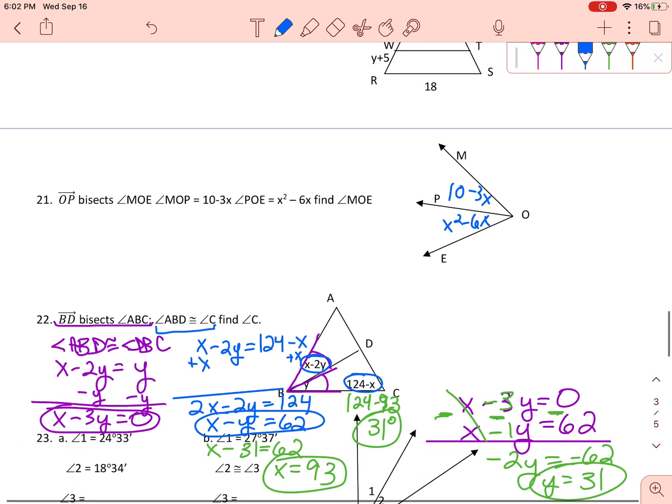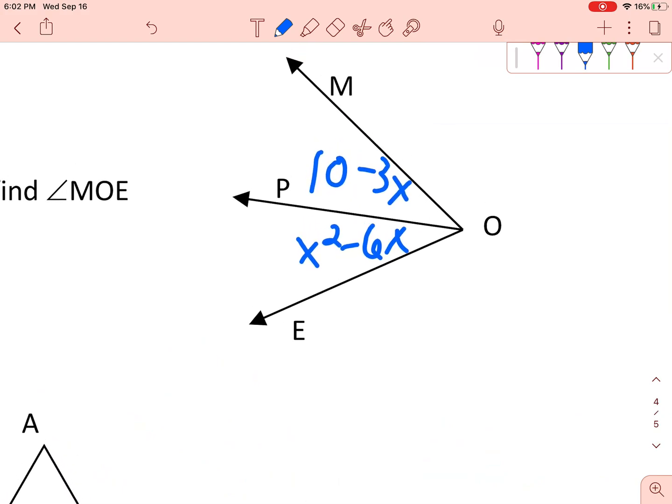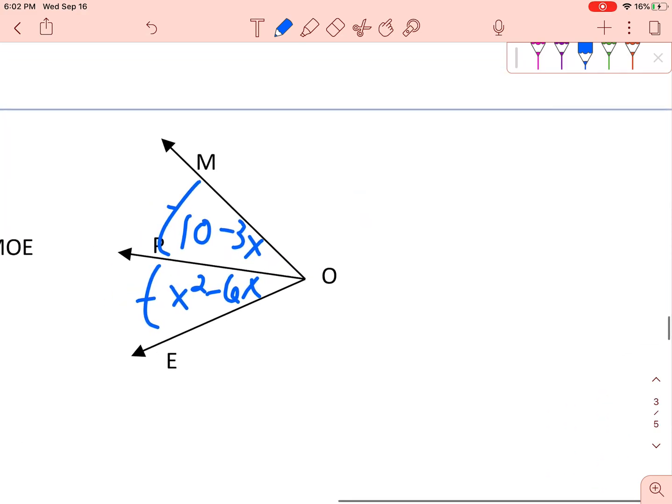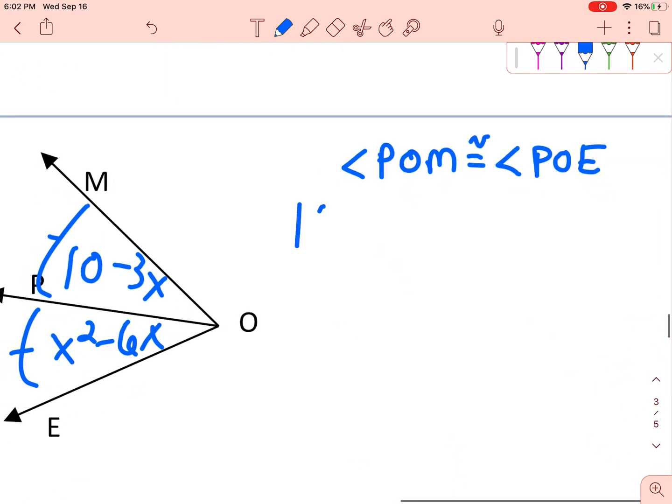So keep in mind that this says bisects. As soon as I see that word, if a ray bisects an angle, it cuts it into two equal angles. So geometrically, I know that angle POM is equal to, or congruent to, angle POE. Geometrically, that's what I know, because if an angle was bisected, it creates two congruent angles. So now I'm going to plug in what I know. 10 minus 3x is equal to x squared minus 6x.